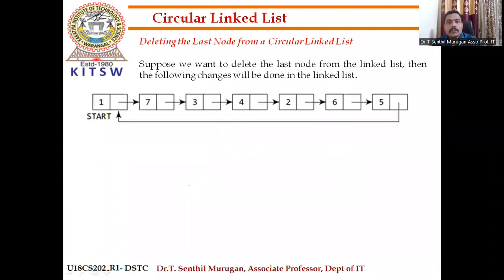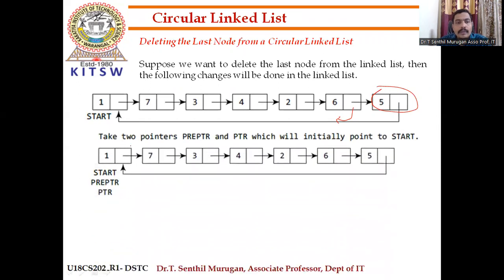Now delete at the end. What will we do? If the linked list is there and I want to remove this node, what do I want to do? Again, this link will start from here. So we will just change this link. How is it done? We will create two pointers here, a pre pointer and a pointer.